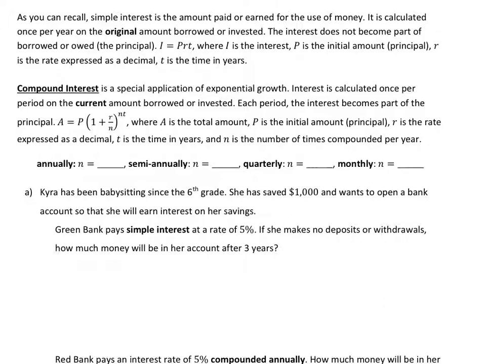It is calculated once per year on the original amount borrowed or invested. The interest does not become part of borrowed or owed, so the principal isn't changing. Our formula then from last year is I equals PRT, where I is the interest, P is the initial amount, or the principal, R is the rate expressed as a decimal, again as a decimal, and T is the time in years always.